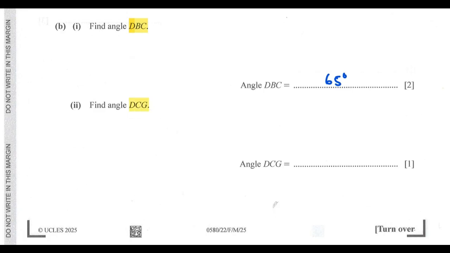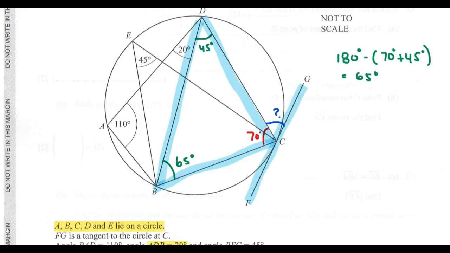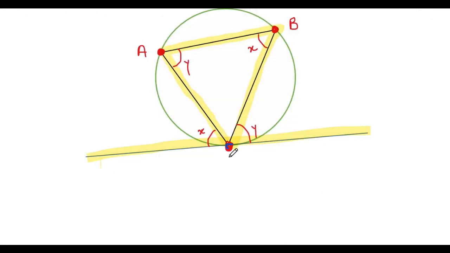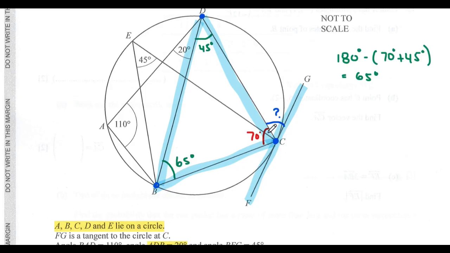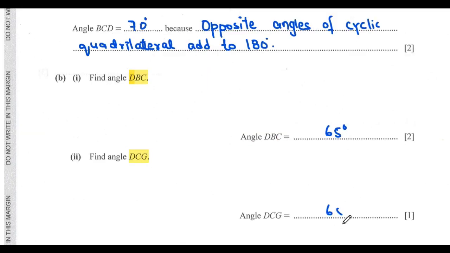Now we are supposed to find angle DCG. And angle DCG is this blue angle. To find this angle, let us just study the alternate segment property. So if we have a tangent and we have three chords that are making a triangle and their vertices are lying on the circumference of the circle, the angle between one chord and the tangent is equal to the angle in the alternate segment. So if this is 65, this angle is also 65 because it is made by the opposite chord and the tangent. So this is the alternate segment property. So this angle is also 65 degrees.